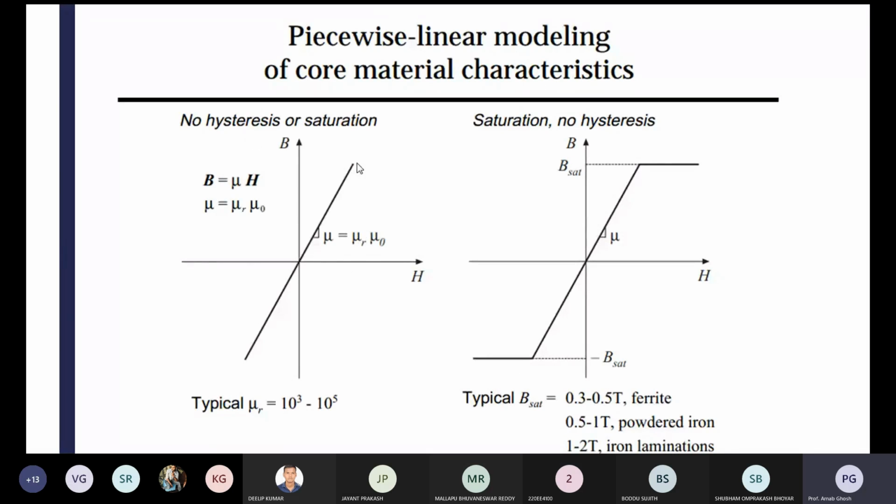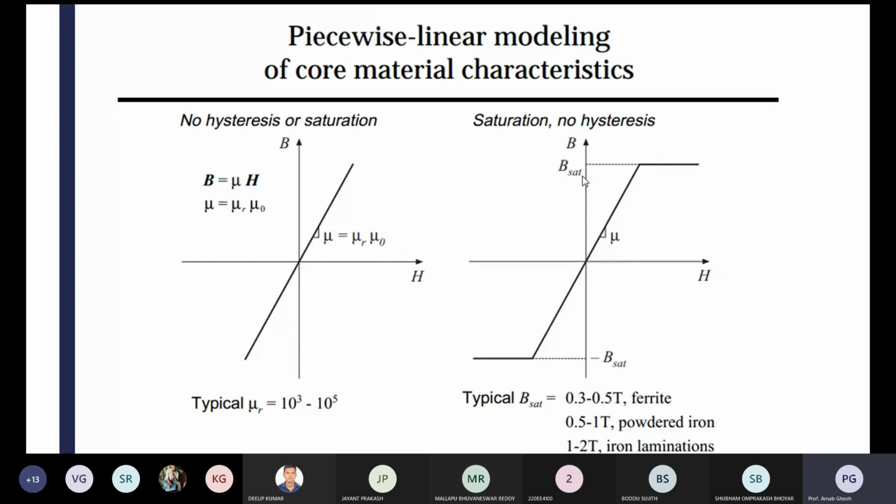So in the ideal case, definitely there will be no hysteresis. But in case of saturation, non-linearity will also be there. That is your BSAT. When you download the data sheet of the core material, they have mentioned BSAT, meaning the flux density at which it will be saturated. So you have to select a higher value of BSAT, otherwise as you increase the value, it reaches that BSAT value.